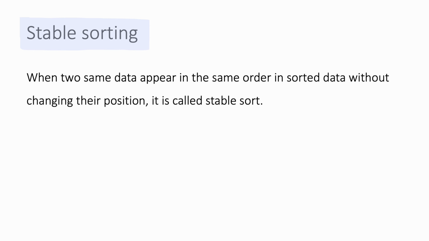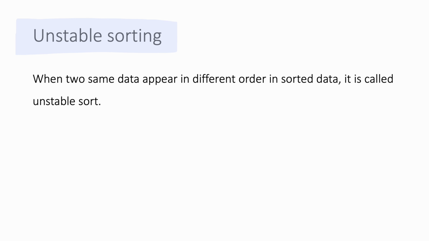The next topic that we have is stable sorting. When two same data appear in the same order in sorted data without changing their position, it is called stable sort. Next, we have unstable sorting. When two same data appear in a different order in sorted data, it is called unstable sort. So let us now try to understand stable sorting and unstable sorting using an example.